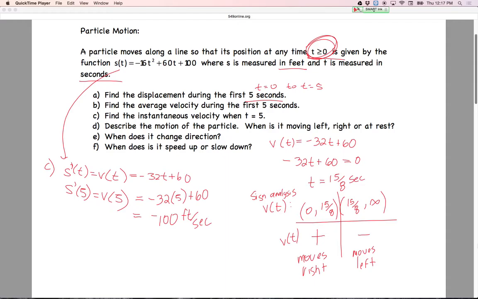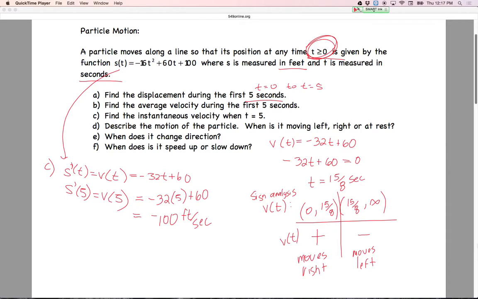So when it says describe the motion of the particle when it's moving left, right, or at rest, here's what you would do. You would say the particle moves to the right from 0 to 15/8, which tells me the original function had uphill slopes. The particle moves to the left from 15/8 to infinity, and that would mean the original function had negative slopes. When is the particle at rest? 15/8.